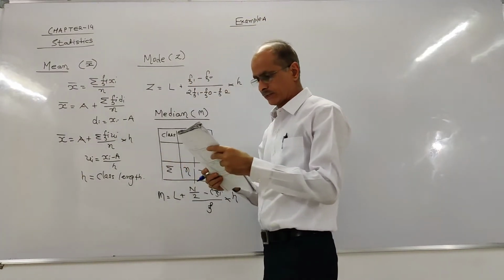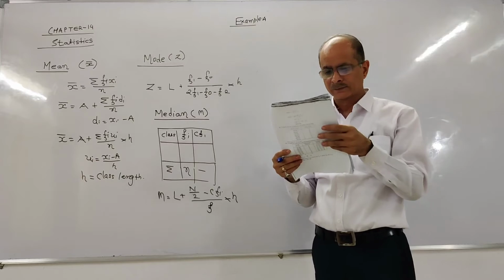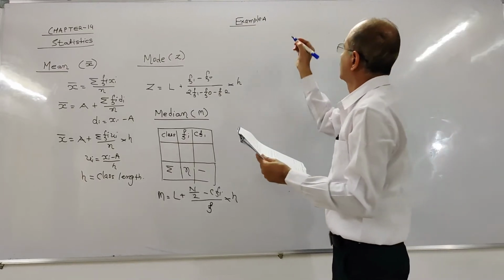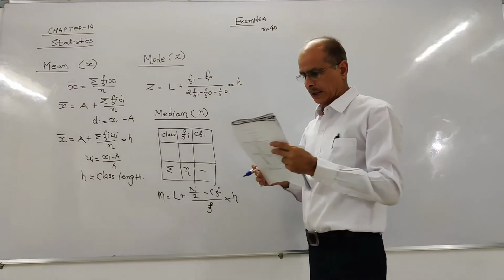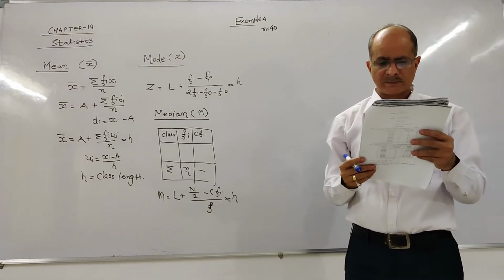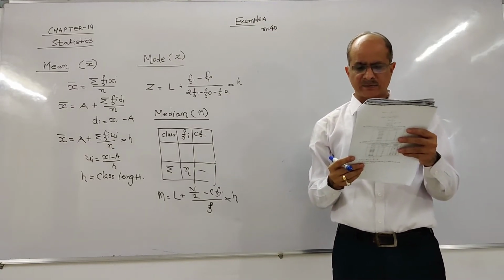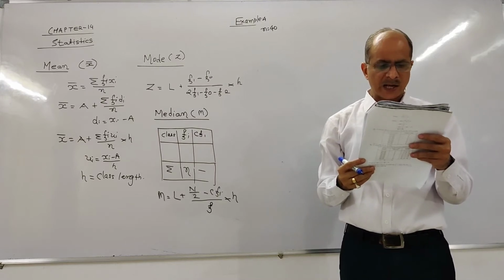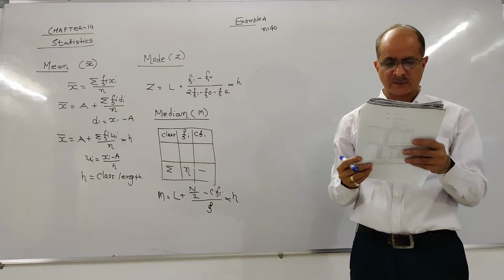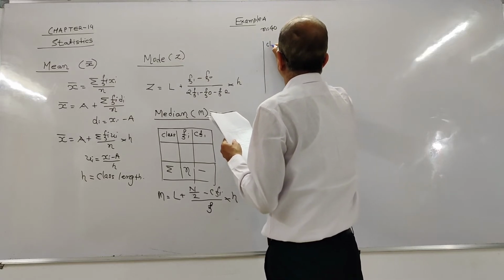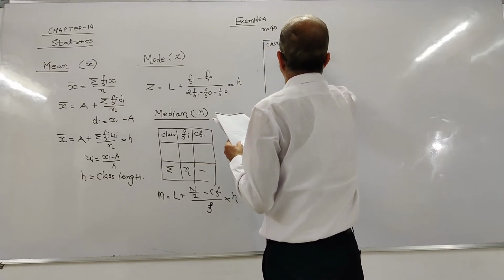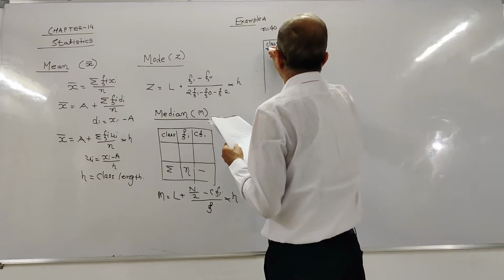Let me read the question first. The length of 40 leaves. So N is equal to 40 in this example. Of a plant are measured correct to the nearest millimeter and the data obtained is represented in the following table. Well, let me draw the table directly. The first one is class. So the general frequency distribution is given to you.